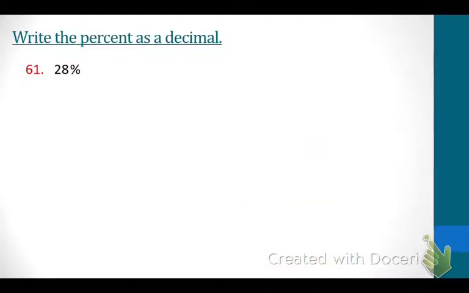Let's talk about the first one. It asks us to write the percent as a decimal. Adam, where is the imaginary decimal point on 28%? Behind the 8. It is behind the 8. So what do I need to do with that decimal point? Move it to the left 2 times. Very good. And what's your answer? 0.28. 0.28 is correct. All right, Adam, if you would bump it off for someone to help us with question number 62.